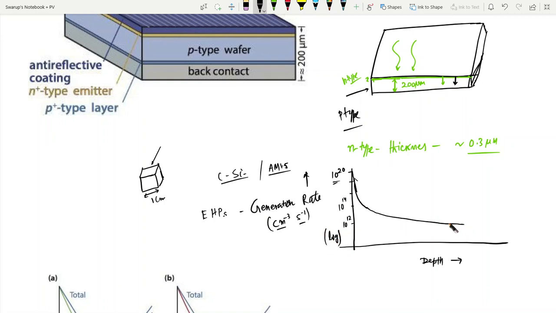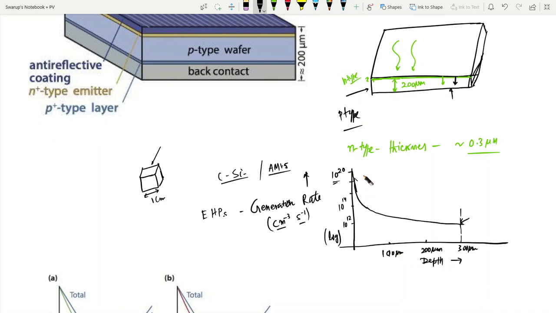And then typically when you go to roughly 300 micrometer, the generation rate drops drastically. So we don't have a high generation rate at the back when you reach the other side of the panel. That's where you also determine what the typical thickness of the solar cell should be. So this is 300, this may be 100, 200 micrometer.